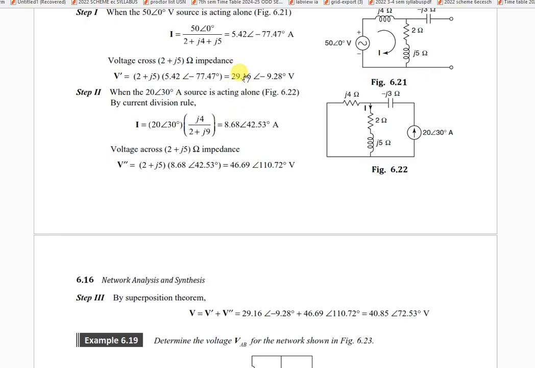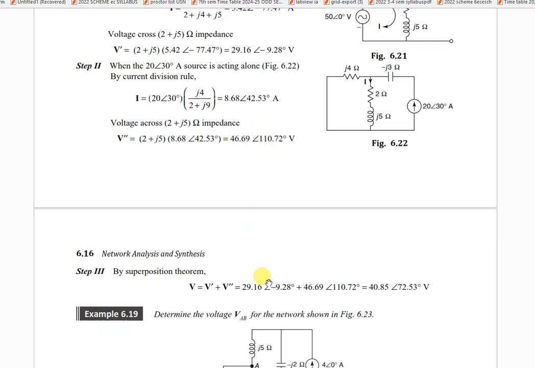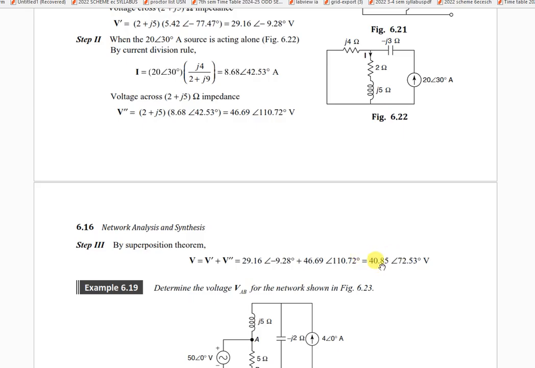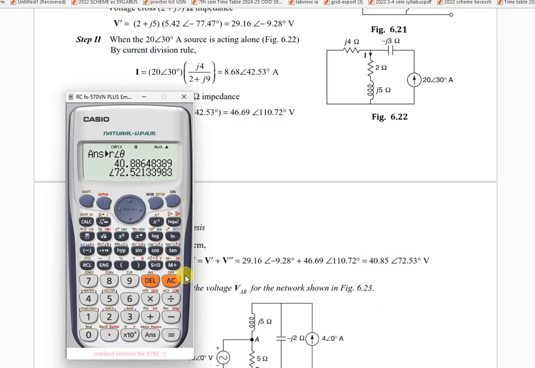And after that, we have to add V dash and V double dash. V dash is 29.16 at an angle minus 9.28, and we have to add it with 46.69 at an angle 110. And if I add both, you should get 40.85 at an angle 78.5. I think we got the same answer: 40.88 at an angle 72.52.